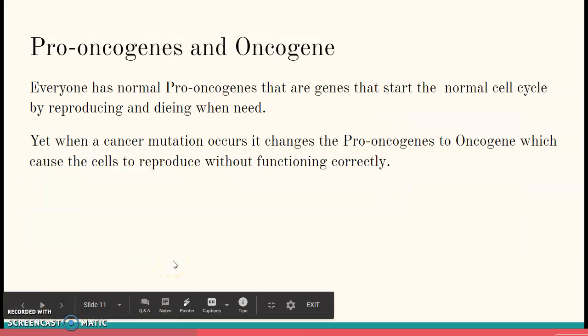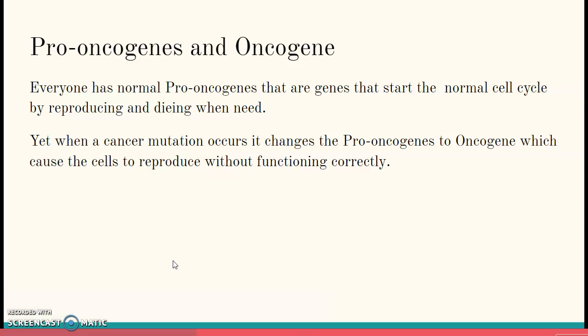Alright, now let's go into proto-oncogenes and oncogenes. A proto-oncogene is a gene that everyone has, and it's normal. It starts the normal cell cycle for the cells to reproduce and die when they need to. Yet when the cancer mutation occurs in a proto-oncogene, it turns it into an oncogene, which causes the cell to reproduce without functioning correctly. So everyone has a proto-oncogene. That's what we start off with. But once the cancer mutation is introduced, that's when we get an oncogene, which is harmful to our bodies.